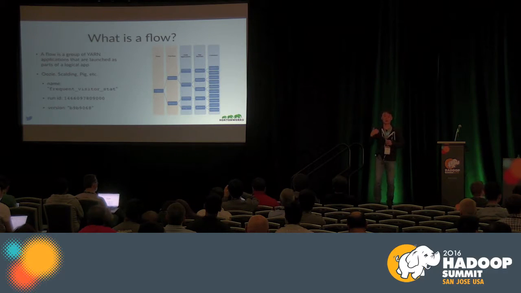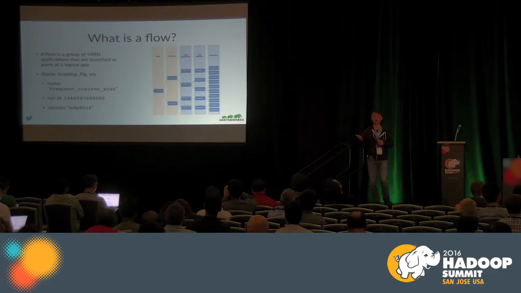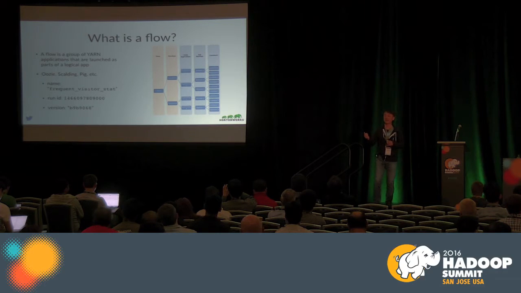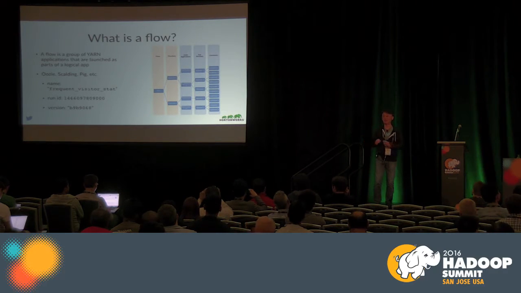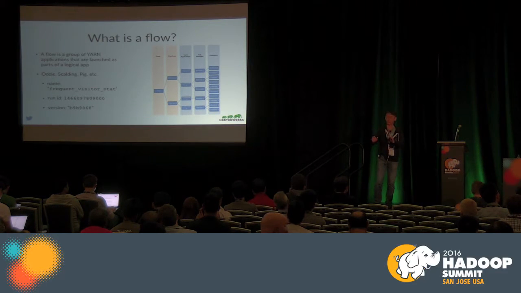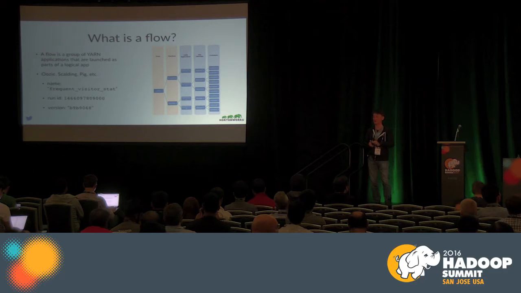So if you think about concrete examples, it probably comes to you fairly easily. Think of your Oozie workflow. When you start an Oozie workflow, you usually end up spawning a whole bunch of individual YARN applications as a result. Or if you have a Pig script or your Scalding application, it ends up launching tons of little YARN applications, some in parallel, some in a serial fashion. It's going to create all those applications.